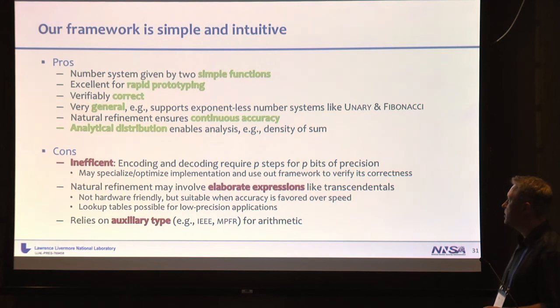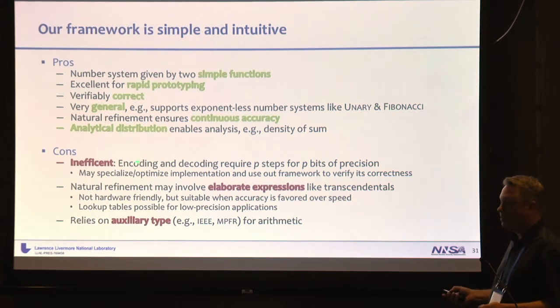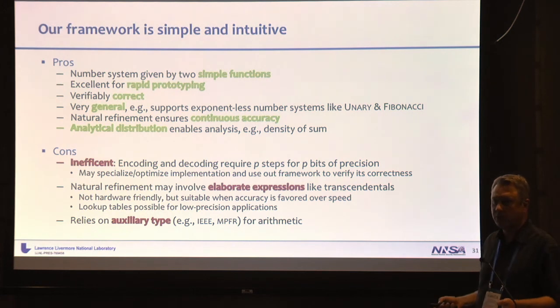Just a quick comparison here, the sort of pros and cons of this approach. One is that we can give any new number system using 2 very simple functions that you define. So you can do really rapid prototyping this way to get a number system up and running and test it out. You can ensure that it's really correct. It's hard to get those 2 lines of code wrong, right?